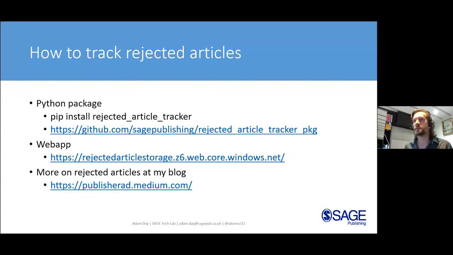So how to track your rejected articles? Well, we have a Python package. So if you're a Python user, very straightforward to get a hold of that and get using it. Instructions are on the GitHub page.